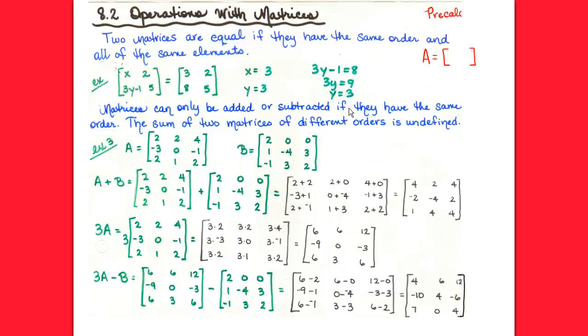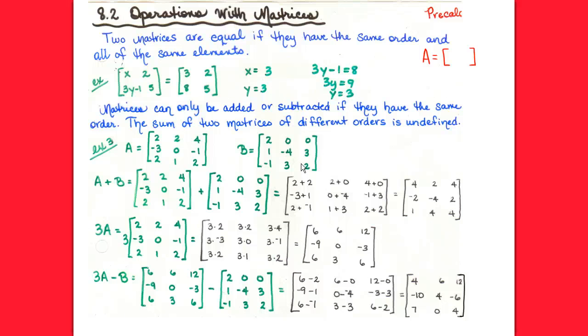So example number 3, they give me matrix A, which is a 3 by 3, and matrix B, which is a 3 by 3. Now, those are square matrices. They don't have to be square matrices in order for me to add them or subtract them. That just so happens to be the example that they gave me.